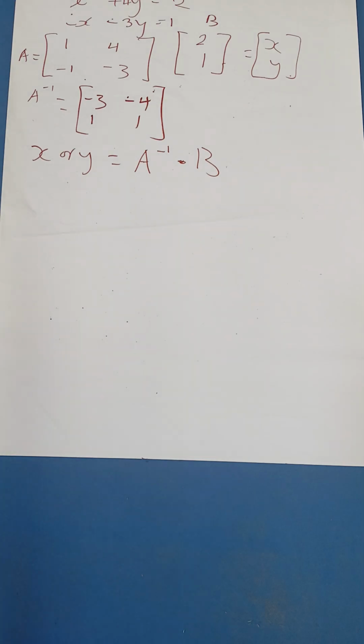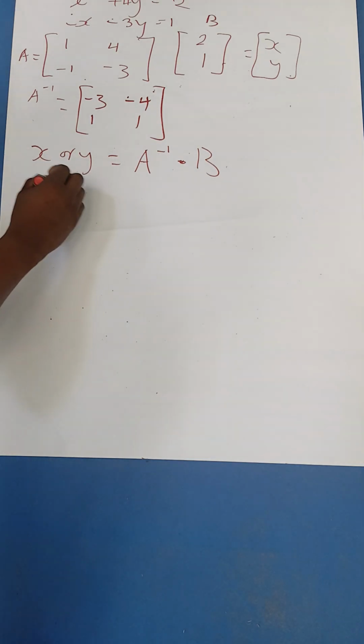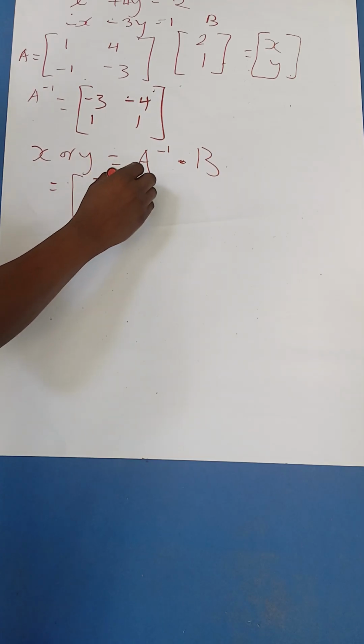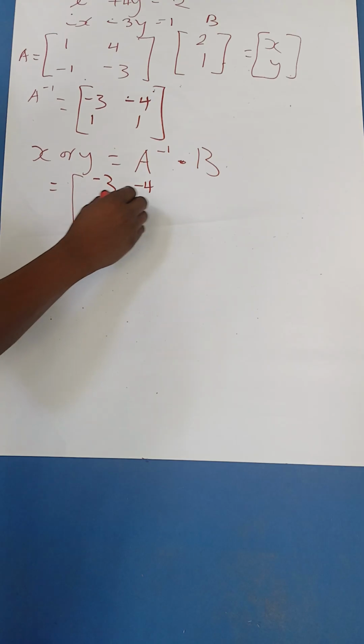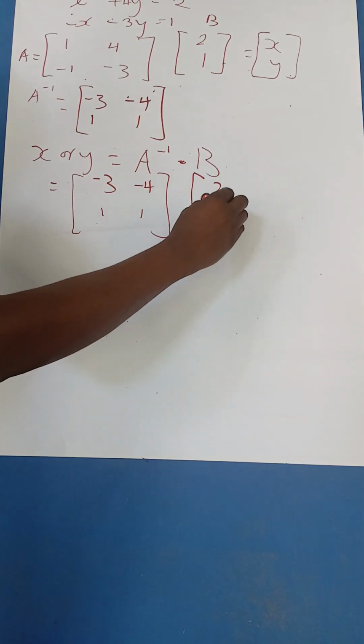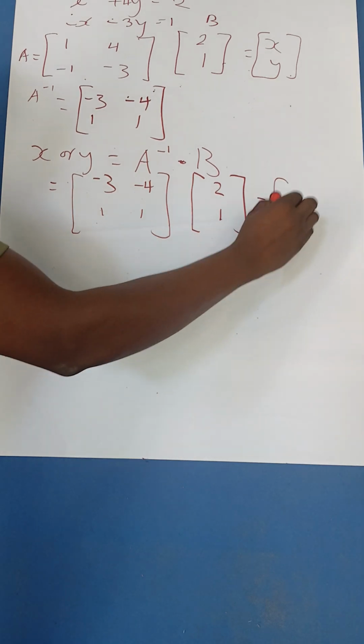So we are going to multiply this. We want to see how we can multiply a 2 by 2 matrix by a 2 by 1 matrix. That is what we want to learn today. So we have to multiply -3, -4, 1, 1 by 2, 1 to get the values of x and y.